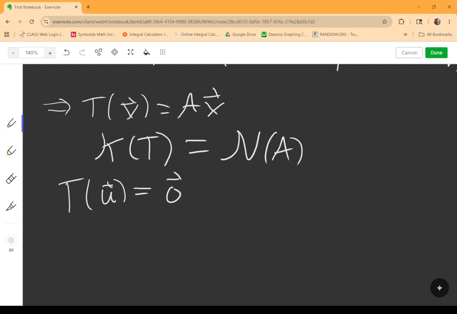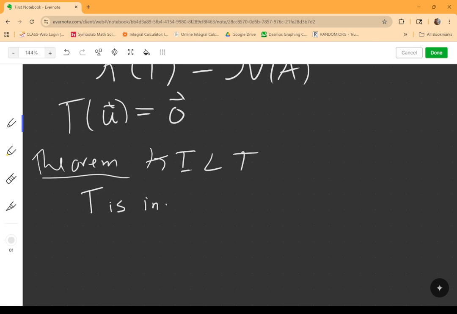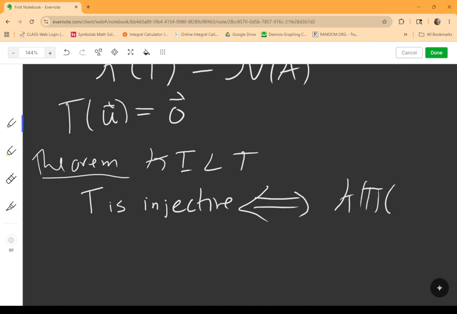So in terms of injective, what it boils down to is finding the kernel. And this is what the theorem states: T is injective if and only if the kernel of T is equal to the zero vector.